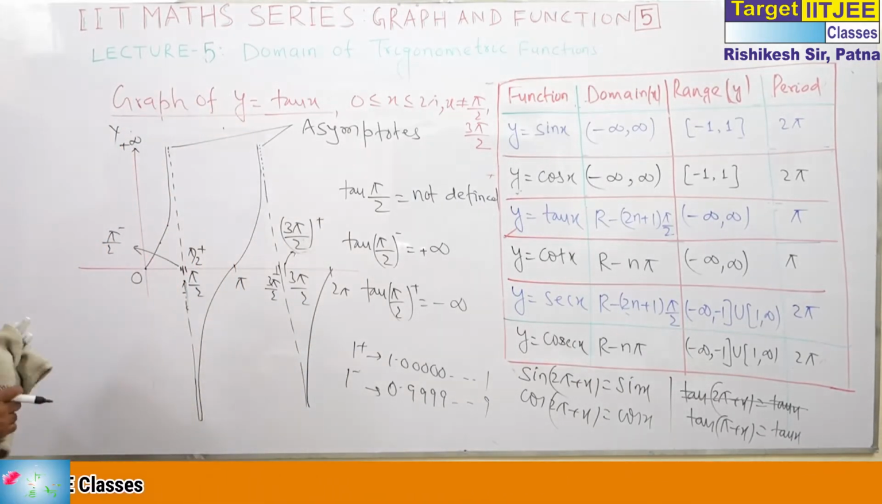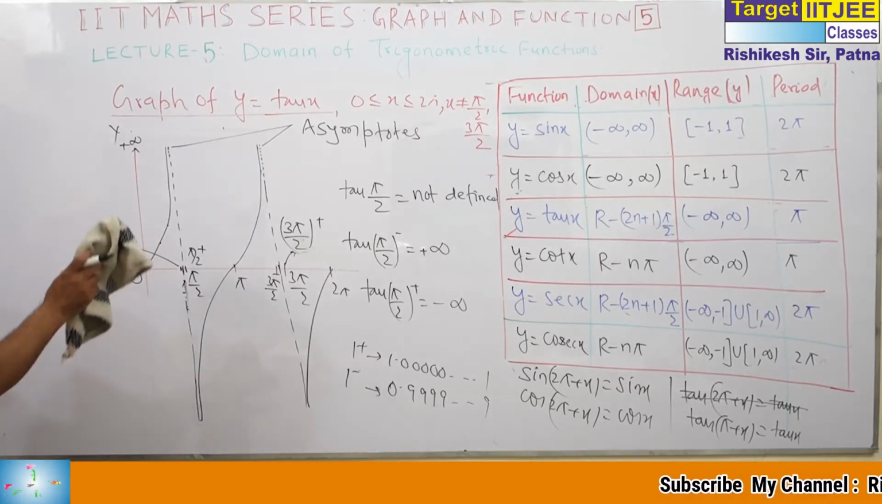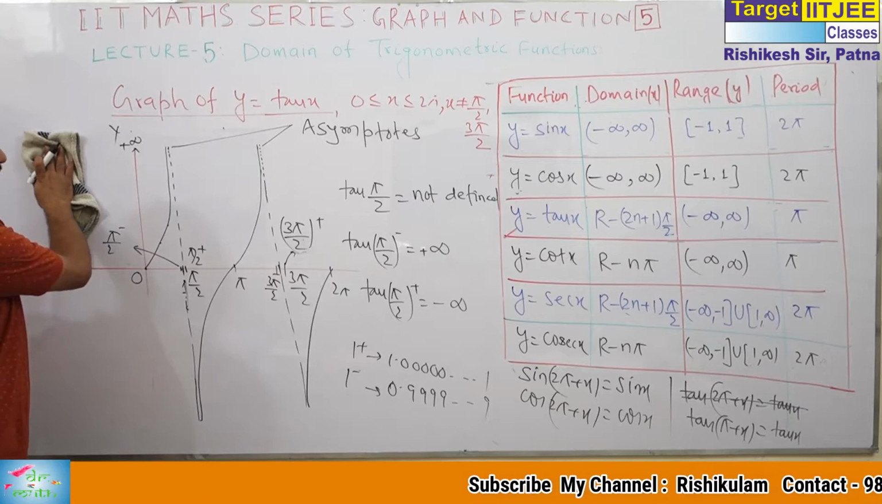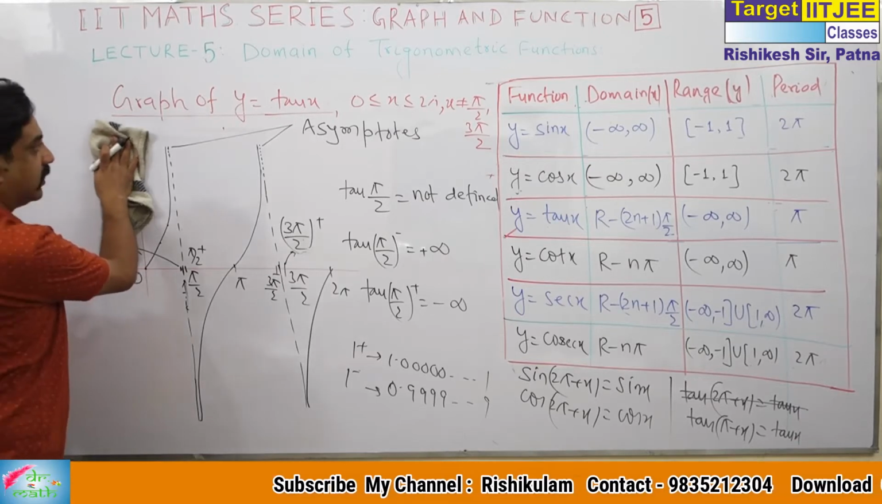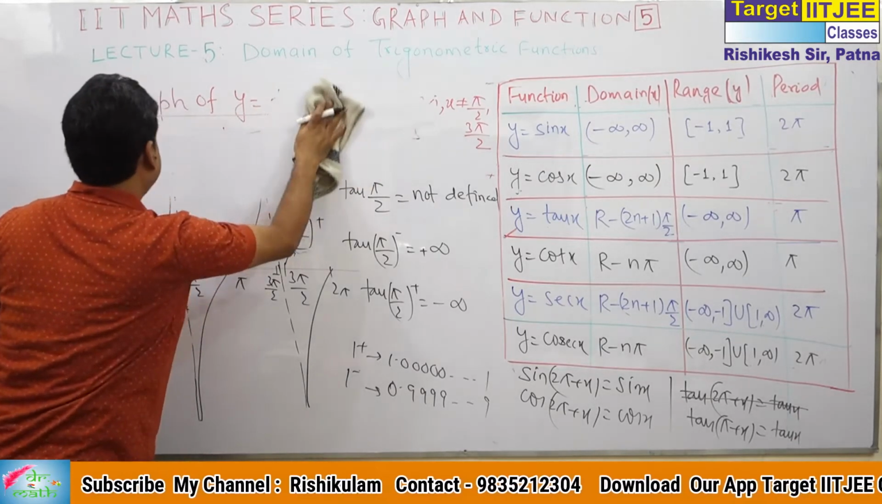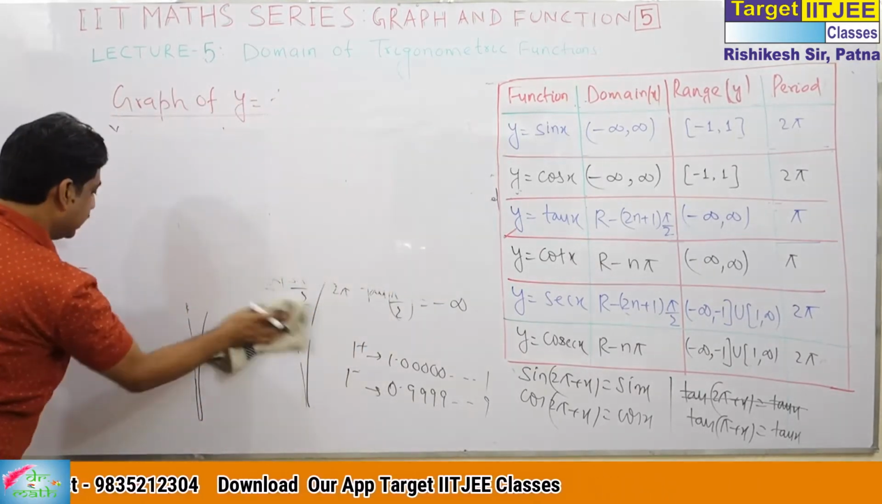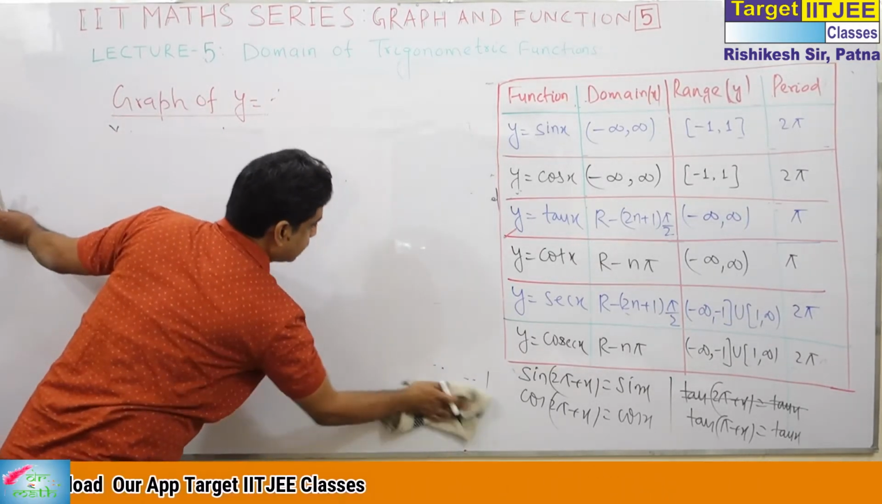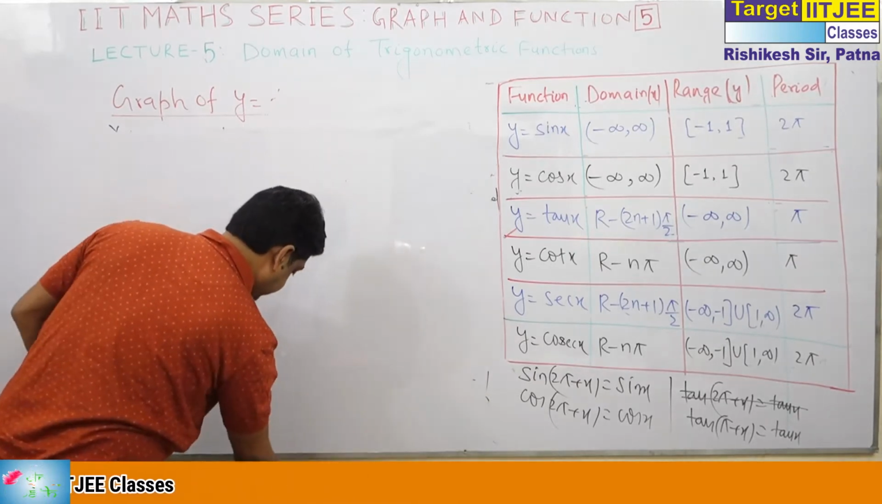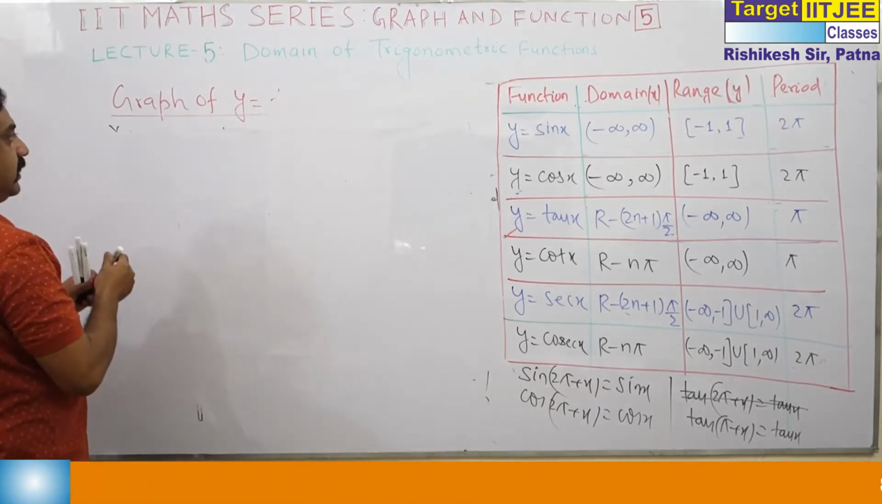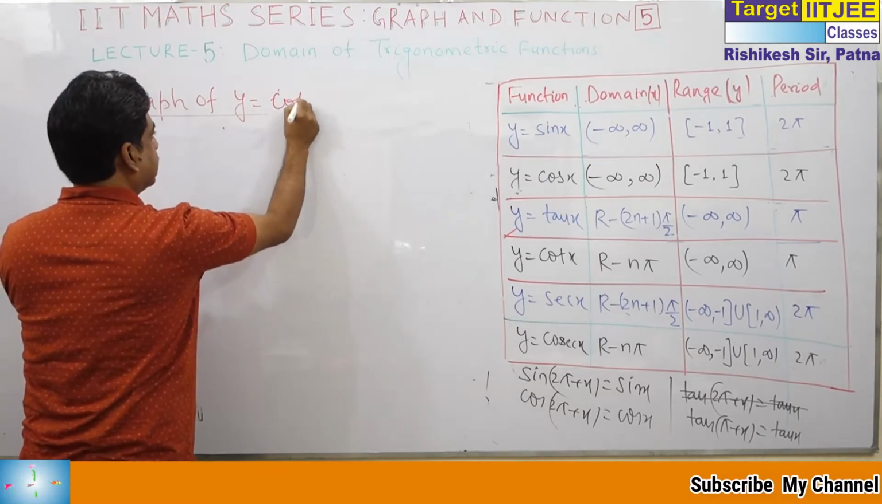This is a graph of what? This is the graph of tan x. Now come to the graph of y is equal to cot x. Y is equal to cot x. Next one is the graph of y is equal to cot x.